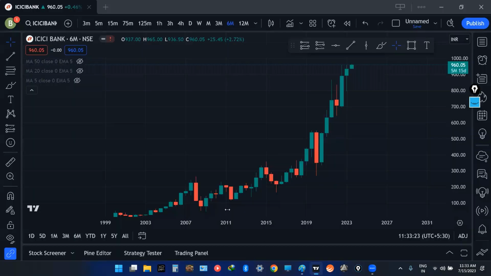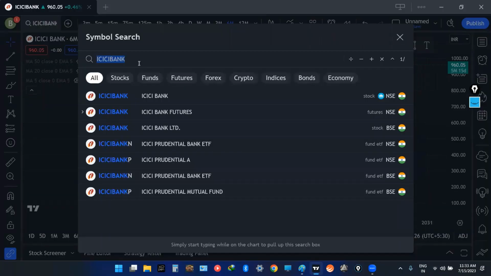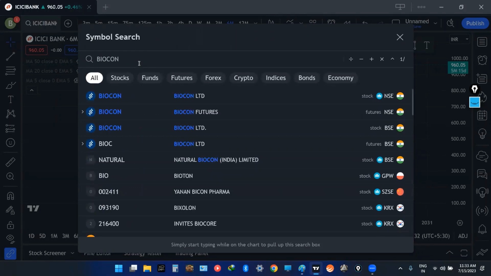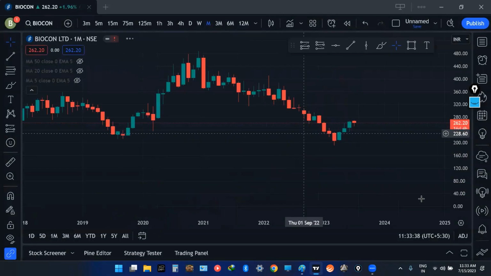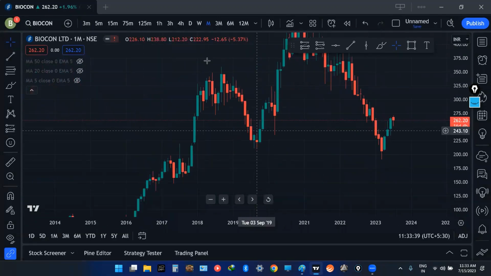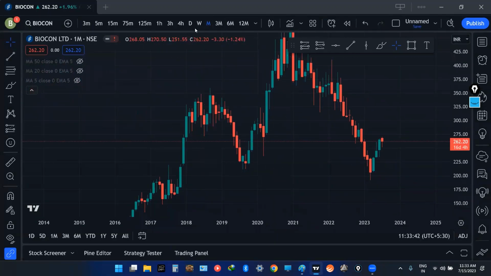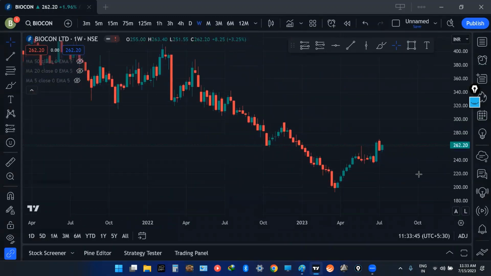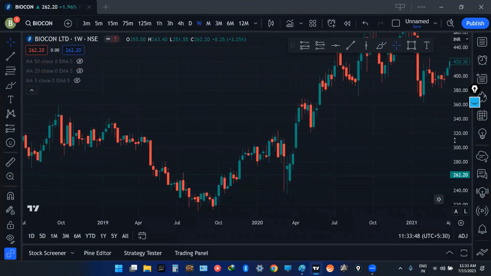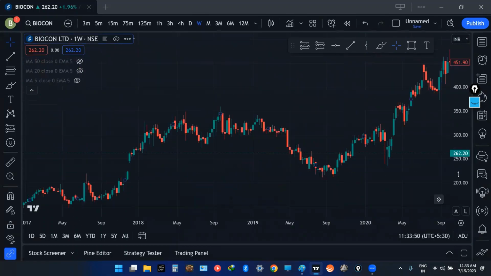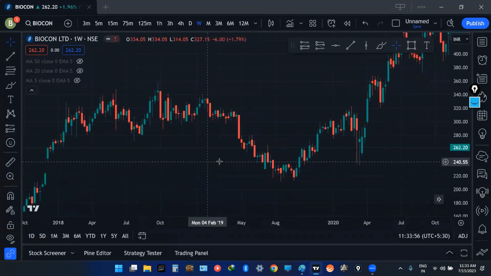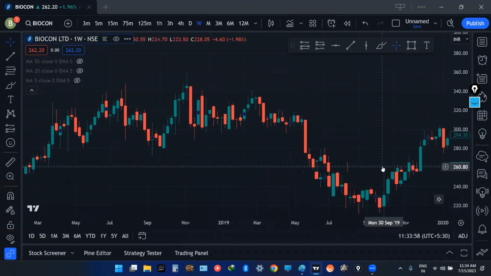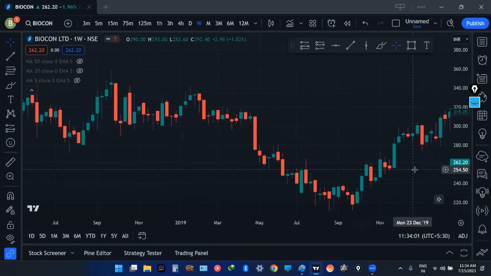So if I go back to my chart and open any stock, say some pharma stock, you can say Biocon. Biocon is a pharmaceutical company. Let me open it here. If I go to a monthly chart, or a smaller duration, say weekly, fine. Here itself we can do that. Let me zoom in so you can see it much better.